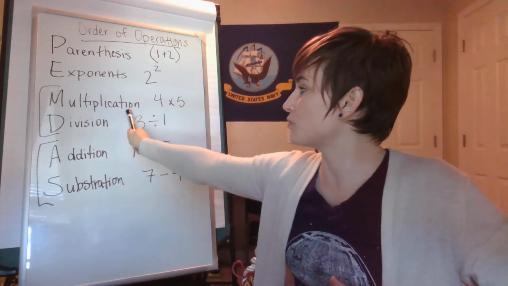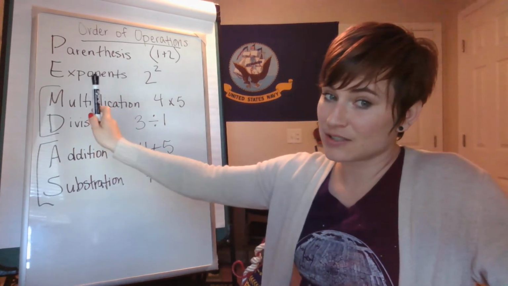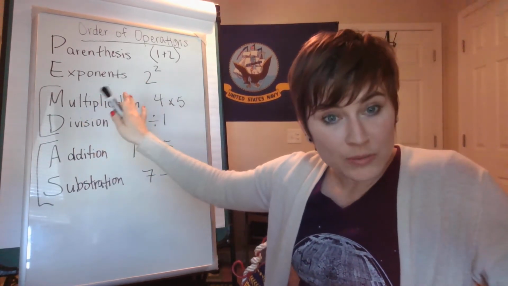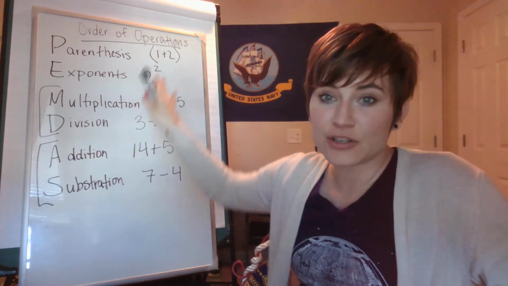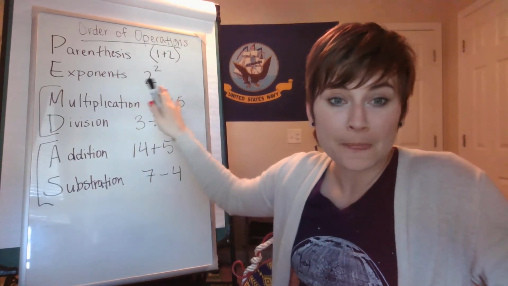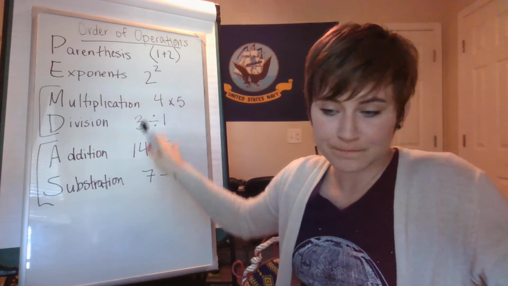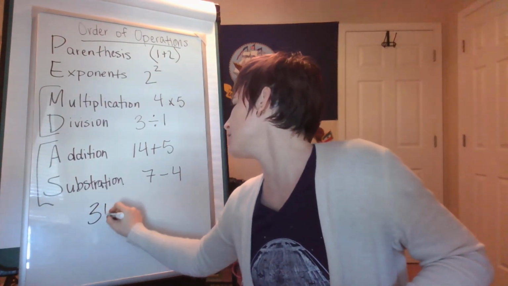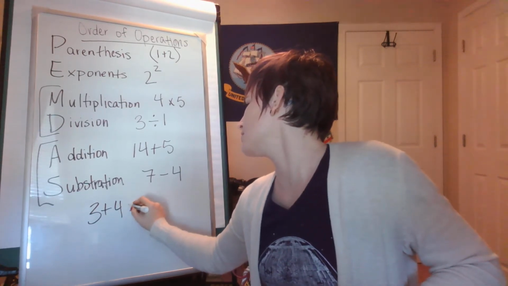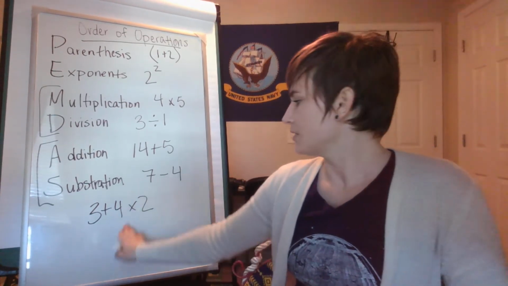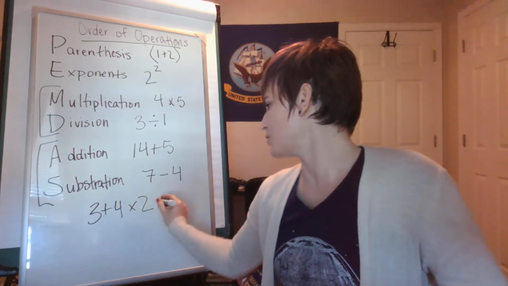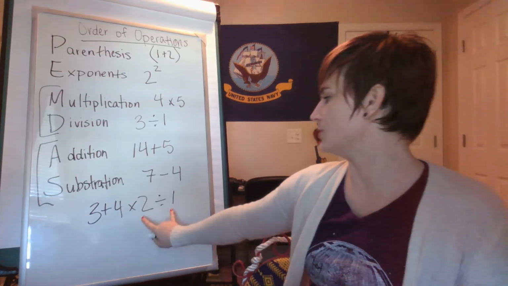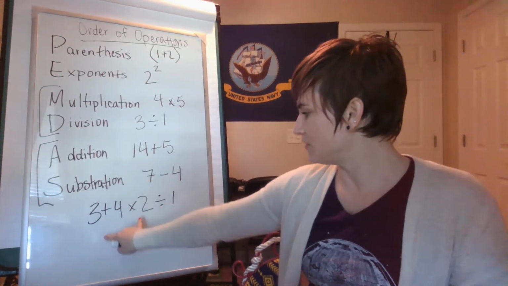Next, you're going to have multiplication or division. And this is the reason I have it in brackets over here. So multiplication and division come next after parentheses and exponents in whatever order that they are. So if you're doing 3 plus 4 times 2, you're going to do times 2 first. But if you had divided by 1, you would do this one, and then you would do this one. You wouldn't do division then multiplication.